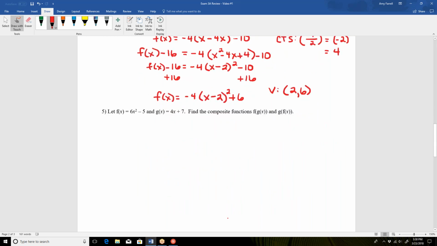Okay, now we're going to look at some composite functions here. So this one we have 2 functions here. We're supposed to find first f of g of x. To find f of g of x, as you can see from how it's written, they want us to take the function g and plug it into f. And I'm going to plug it in where I see the variable x.